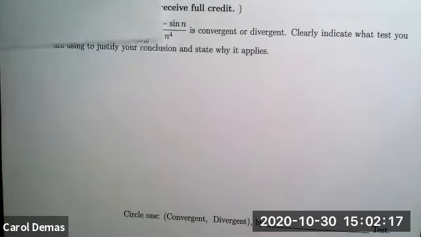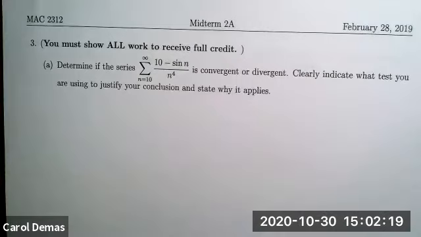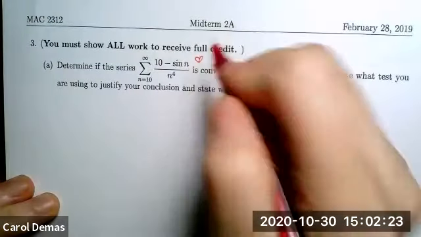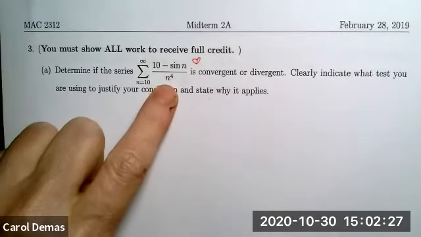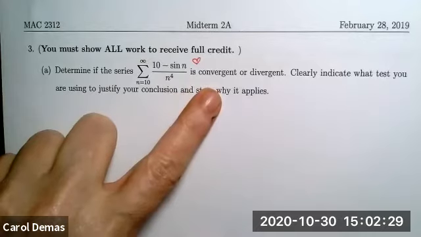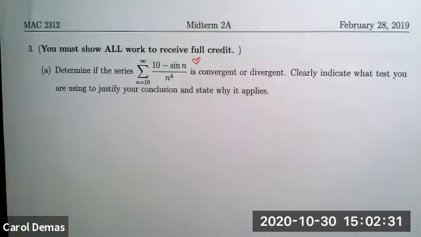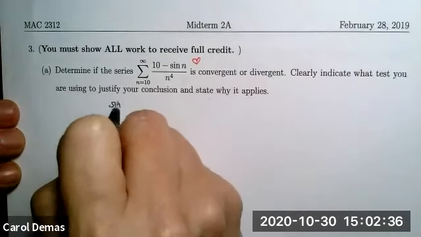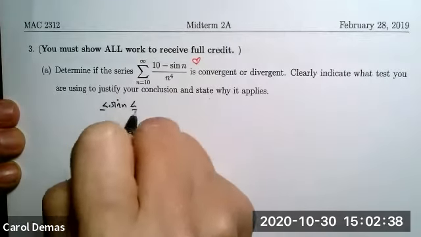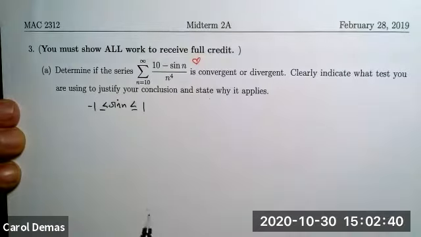All right, how about this one? Okay, this is a pretty important problem. I love this problem. Okay, let's see if this series, 10 minus sine n over n to the 4th, is convergent or divergent. Okay, what do we know about sine? Always between -1 and 1.